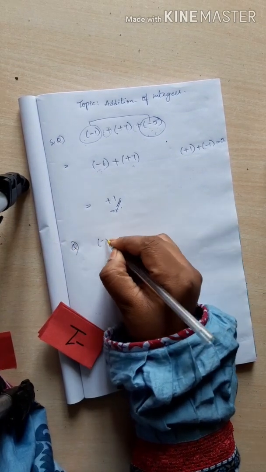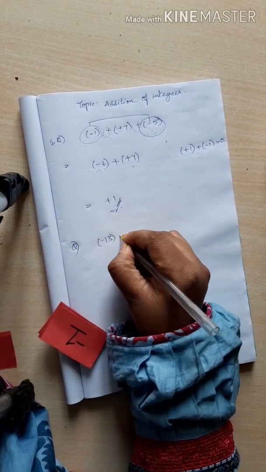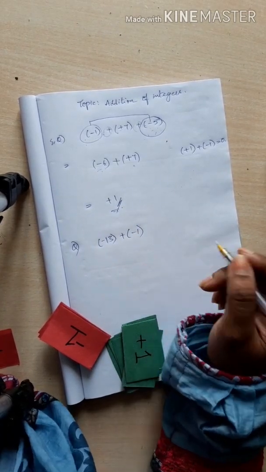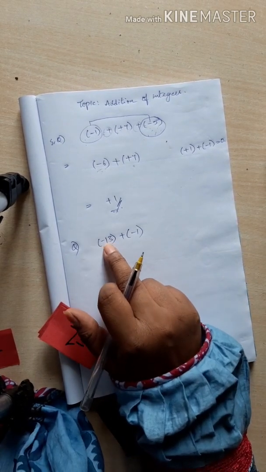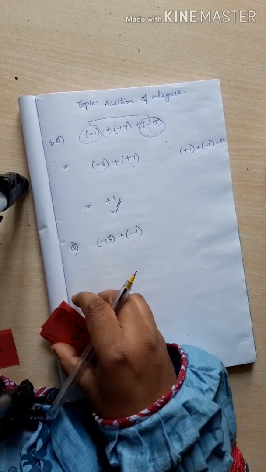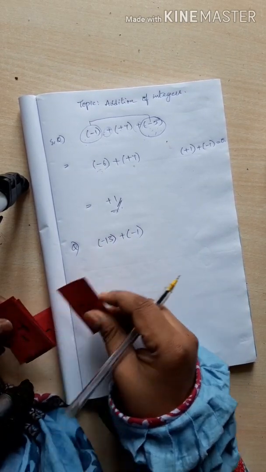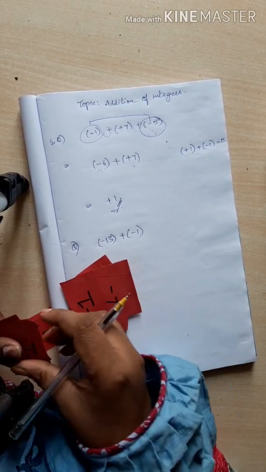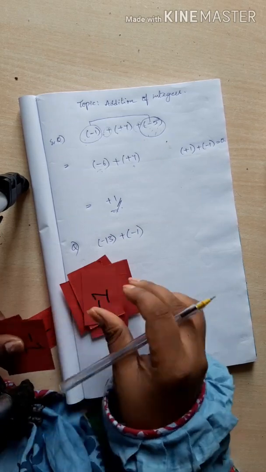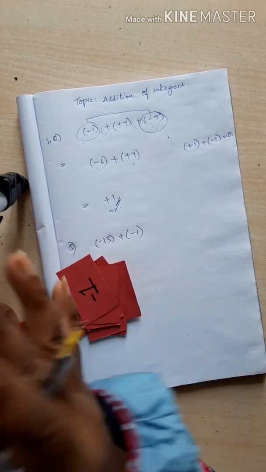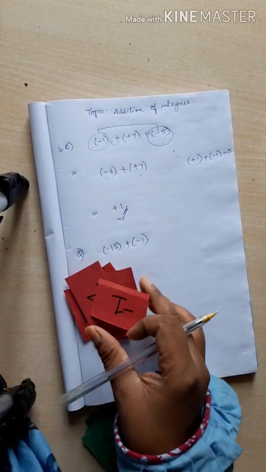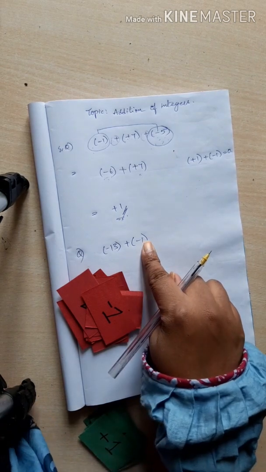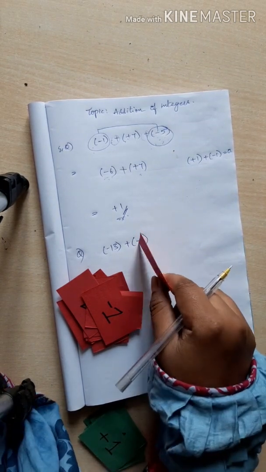Minus 13 plus of -1. Now tell me, I have taken two negative integers, so because it is negative integer -13, I need to take 13 red cards. Okay, so 1 2 3 4 5 6 7 8 9 10 11 12 and 13. Next, one more card I should take, which indicates another integer, -1.